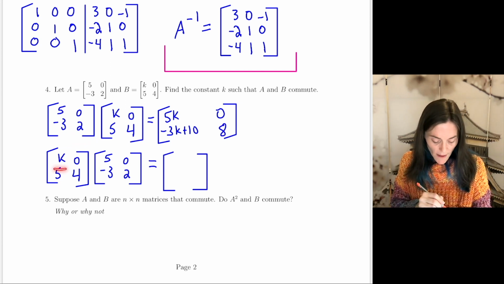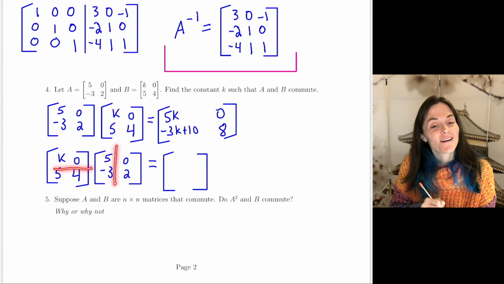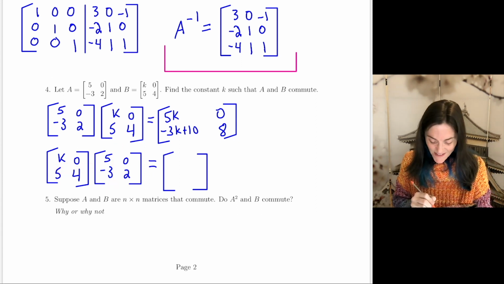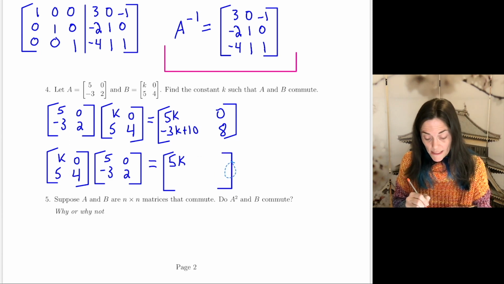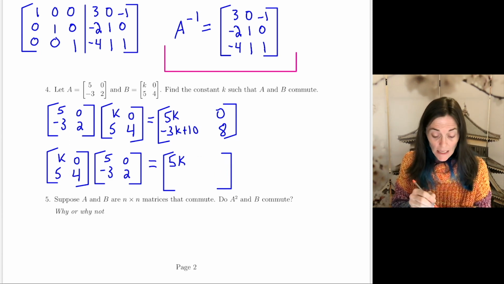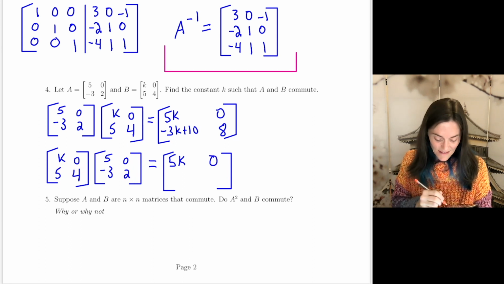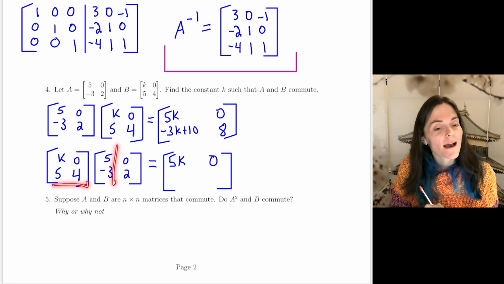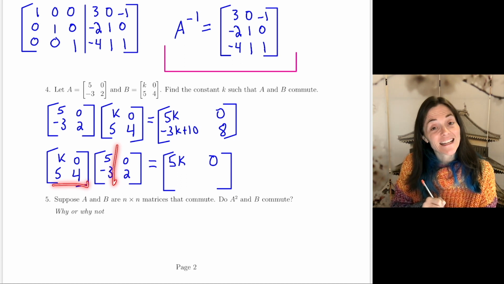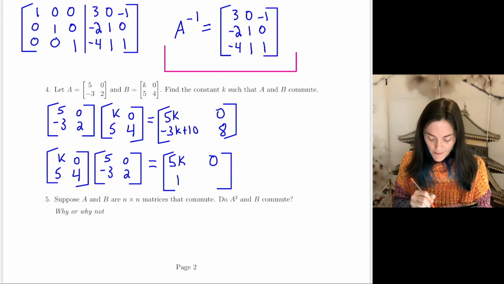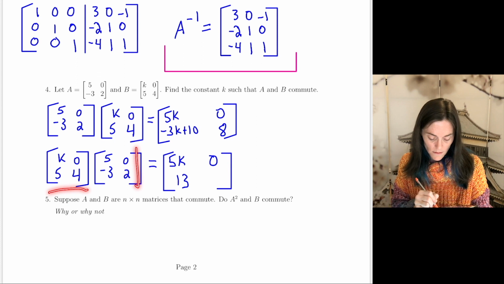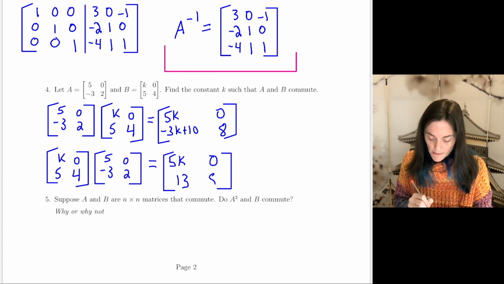Well, let's multiply the other side. We have 5K plus 0. So this is 5K. So far, just equating the row 1 entries, we have no restriction on K. But then we have this, which is 0. Here we have 25 minus 12, 13. And finally, we have 8.